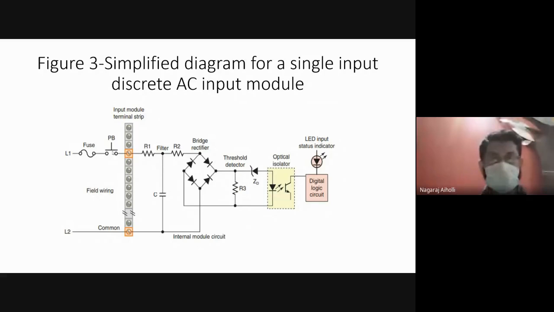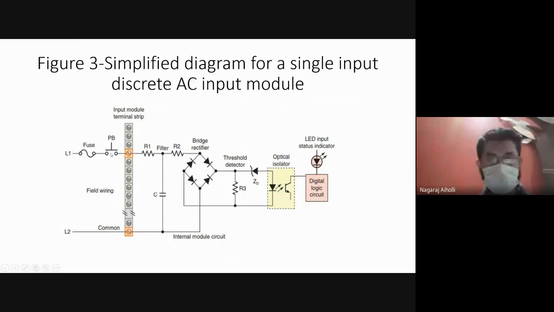When you press any key on the keyboard of your computer or on your laptop, before it comes to rest, it goes through many bounces. It bounces until it comes to a stable state. That is called key bouncing. So that unwanted signal is removed by this filter circuit, that is, the combination of R1, R2 and C.